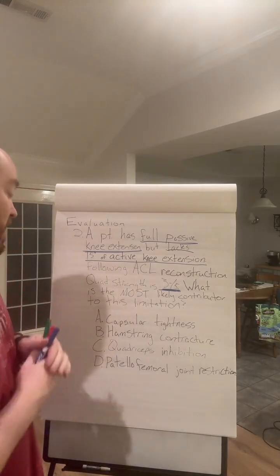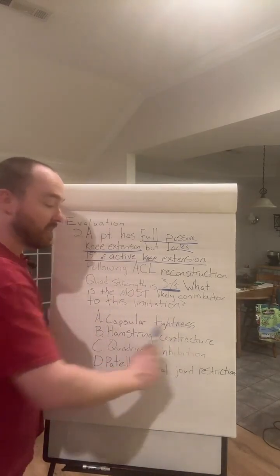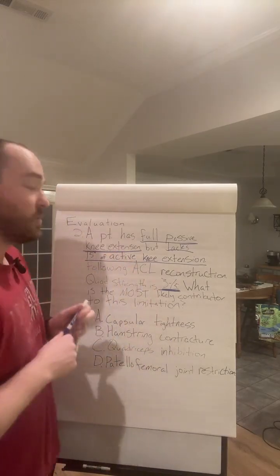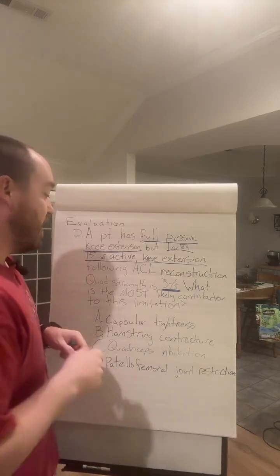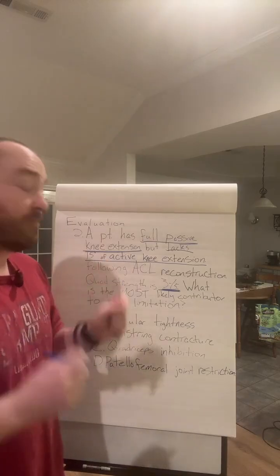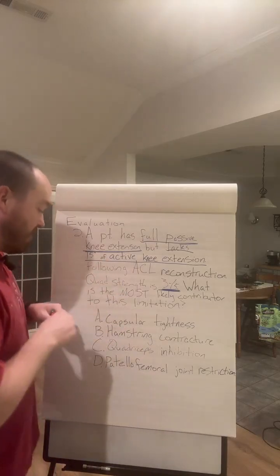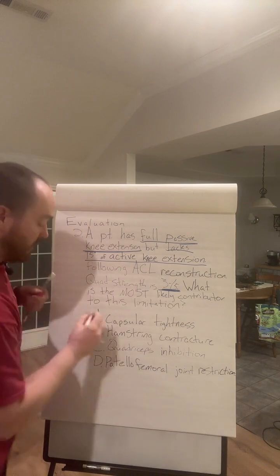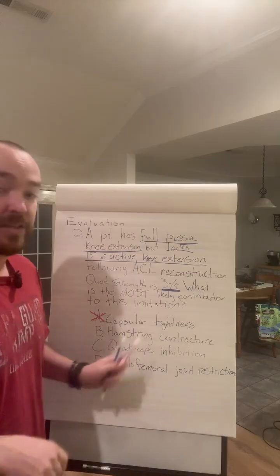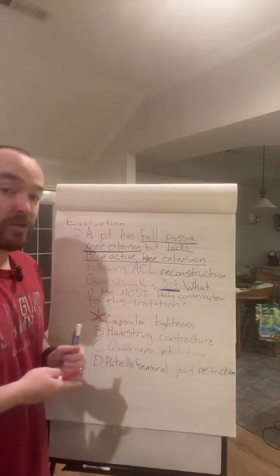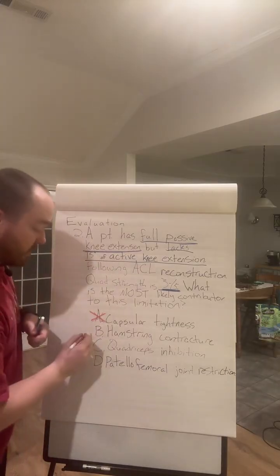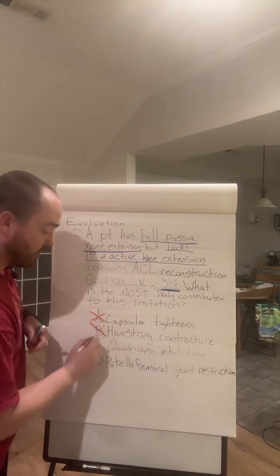the answer choices. So if there was capsular tightness, if that was what was restricting him from being able to move into 0 degrees of extension, then we would not expect passive knee extension range of motion to be full, right? So already I'm thinking it can't be capsular tightness. So hamstring contracture in the same way. If there was a hamstring contracture, passive motion should still be limited, right? So it can't be hamstring contracture.